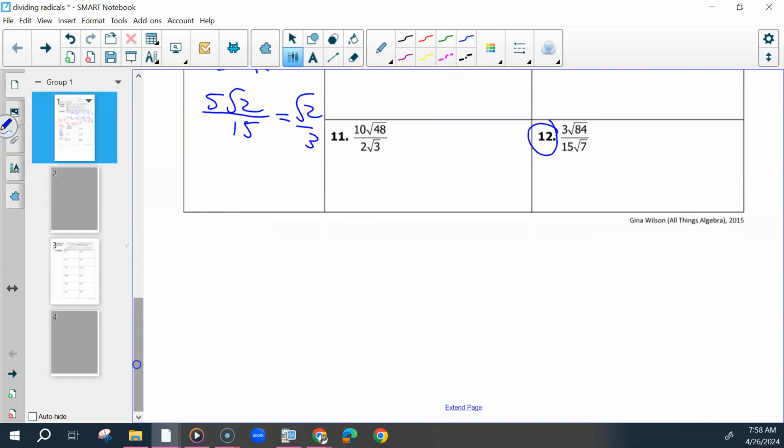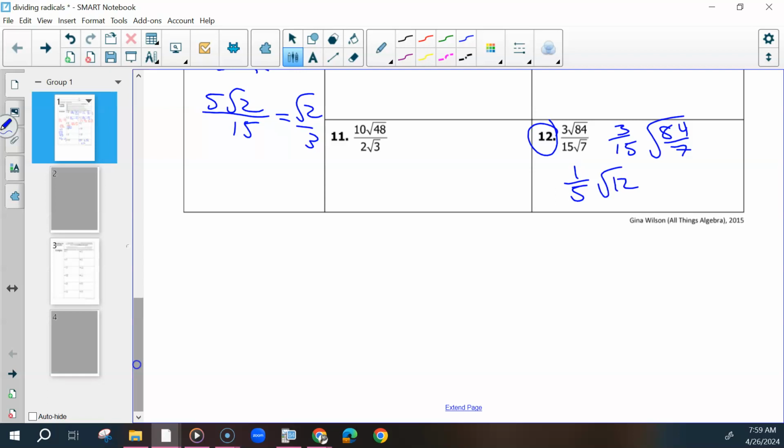With 12, because we have numbers on the outside, you want to simplify those. Does 7 go into 84? Can we divide 84 by 7? And you get a whole number. So then I'm going to rewrite this both as 3 over 15 and the square root of 84 over 7. So that this would simplify to be 1/5, and when we divide this, we get the square root of 12. So that makes it a little nicer.